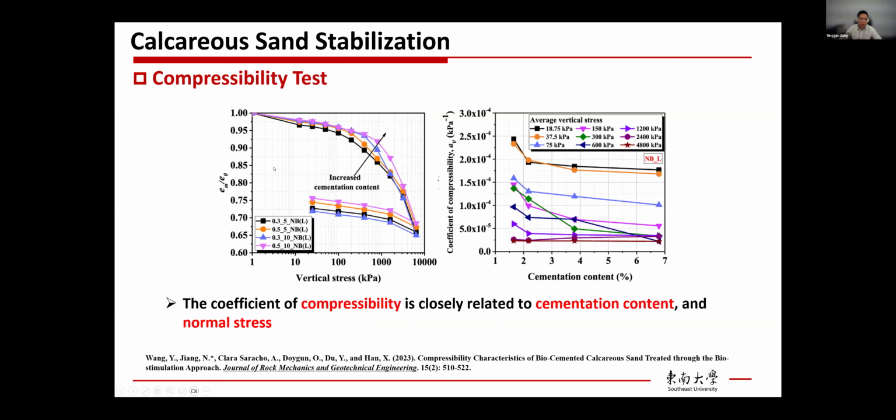Here is the one-dimensional compressibility test. With the increase in cementation content, firstly, we can see the compression curve moves upward. Secondly, we computed the coefficient of compressibility at different stress levels. For all stress levels, with increasing cementation content, the coefficient of compressibility drops. It means that MICP treatment could improve the soil's resistance to compression.